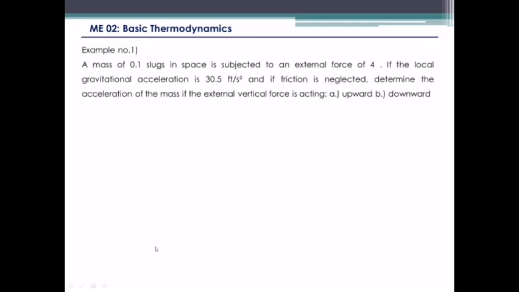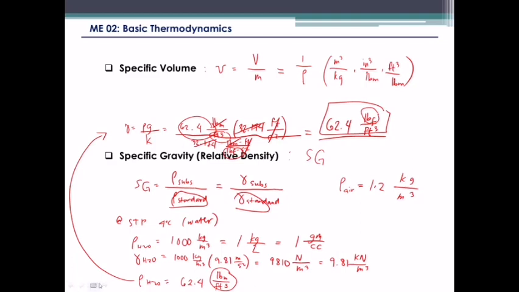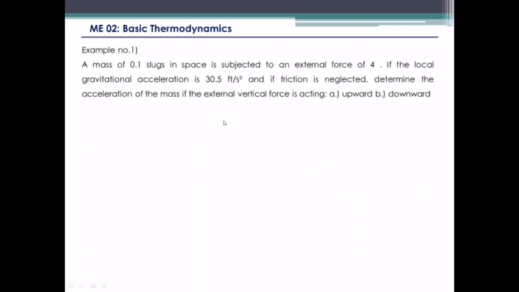Okay, so let us have sample problems. Problem number one: a mass of 0.1 slugs in space is subjected to an external force of 4 pounds. If the local gravitational acceleration is 30.5 feet per second squared and the friction is neglected, determine the acceleration of the mass if the external force is acting A, upward and B, downwards.